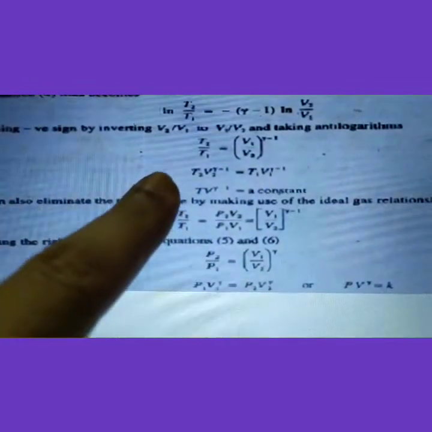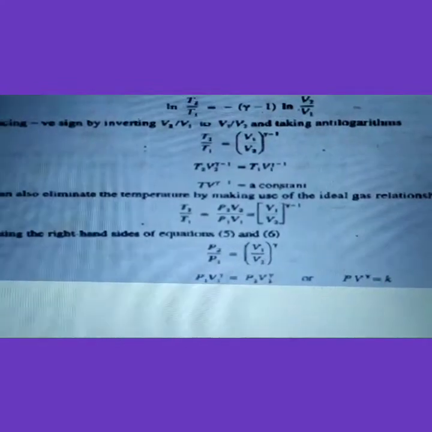Thus, we get two equations. One is TV to the power gamma minus 1 is equal to a constant, and another is PV to the power gamma is equal to a constant. These two equations are derived from the adiabatic expansion of an ideal gas using the Joule-Thomson effect.